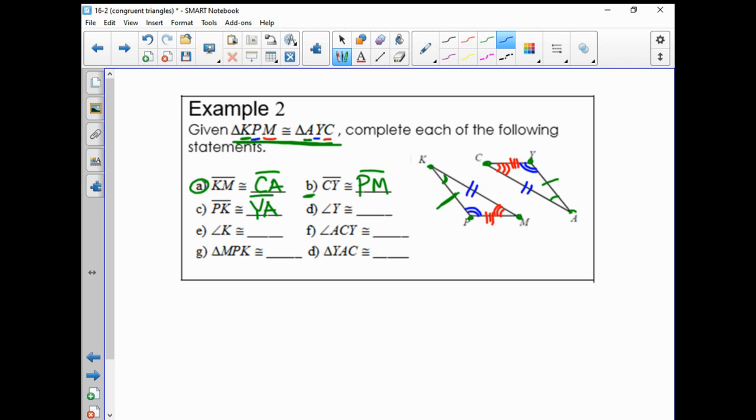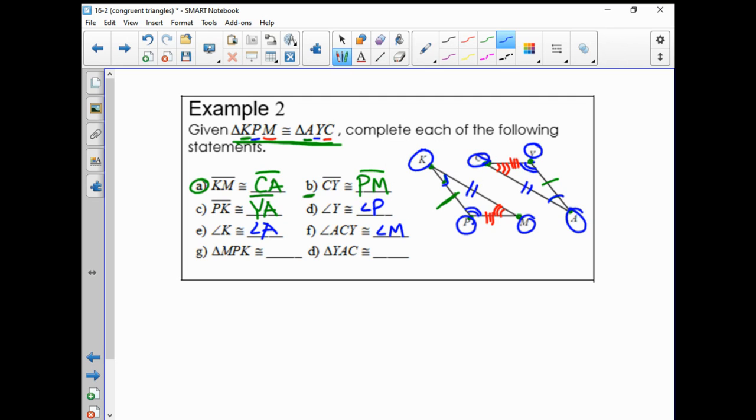And then all of the nice, lovely angles. So angle Y, notice that's a blue angle up here. So it's going to correspond with angle P. Angle K, 1 green tick, it's going to go with the A, 1 green tick, angle A right there. And they called this one a nice fancy angle ACY. So ACY is still this angle C. So it's going to correspond with angle M. You could call it M, you could call it PMK, doesn't matter how you call that.